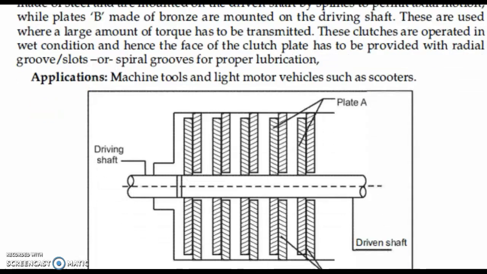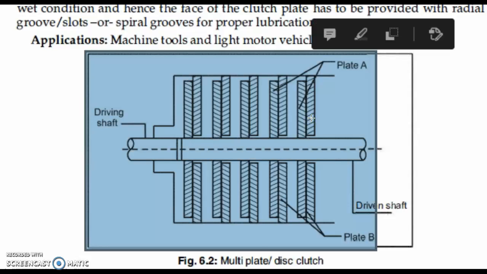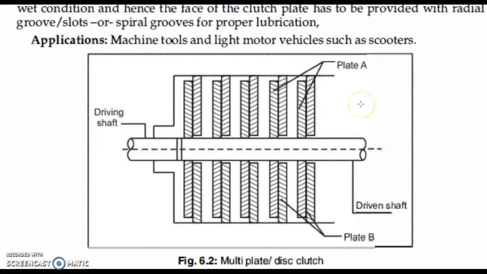Here just listen to this figure. Just look here. There is a driving shaft, and on the right side there is a driven shaft. Here the number of plates are 1, 2, 3, 4 and 5. So a total of 5 plates are attached here. That is a multi-plate clutch system. And here we have plate A and plate B, because during engagement we need 2 plates.